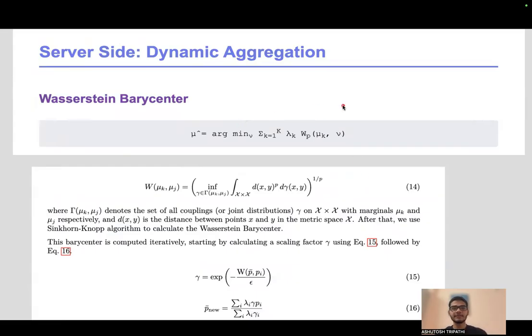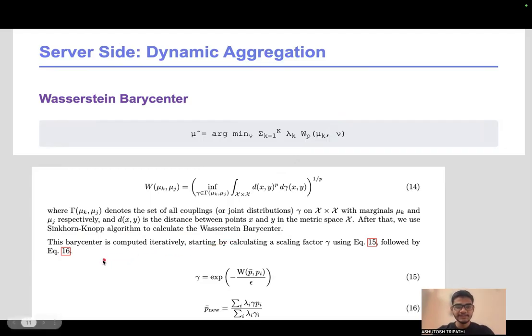Right, so let's talk about server-side dynamic aggregation. For that, we have calculated the Wasserstein variation. We have already seen the formula, how it's calculated. The actual barycenter calculation is very computationally expensive. So for practical purposes, we have approximated it using this NOP algorithm to calculate the Wasserstein barycenter.